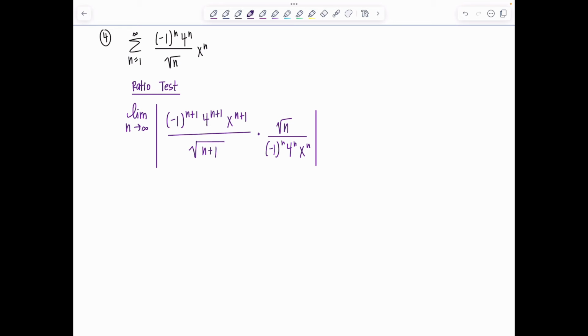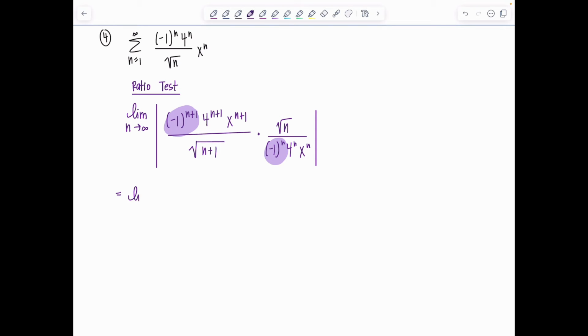Okay, now let's break stuff up so we can have a cancel party. Also, I'm not even going to write the -1 to the n plus 1 or -1 to the n anymore, because when I take the absolute value of each of those, it's going to become +1 to the n plus 1 and +1 to the n, which are just both 1. So we don't need them. Goodbye to them.